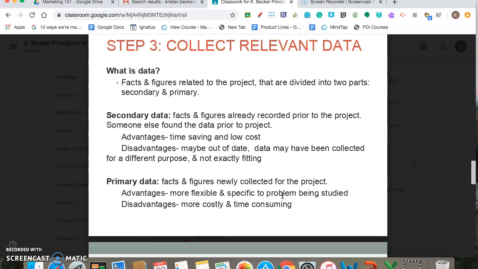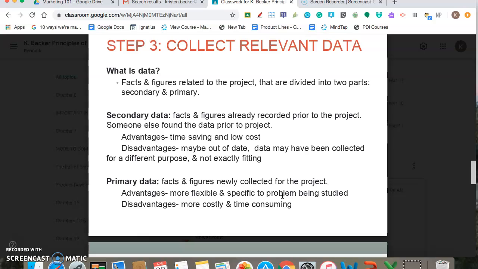Your secondary data is facts and figures that are already recorded. So when you're looking at secondary data, you're looking at research that somebody else did and then put out there for you to utilize. Advantages of that? Well, it's going to save you time, and the cost is low because it's already done. You just have to gather it. Whether you have to pay for it or not, who knows, but the costs are going to be low.